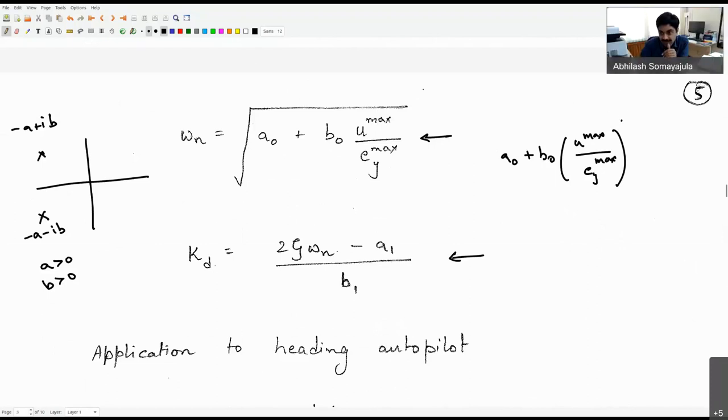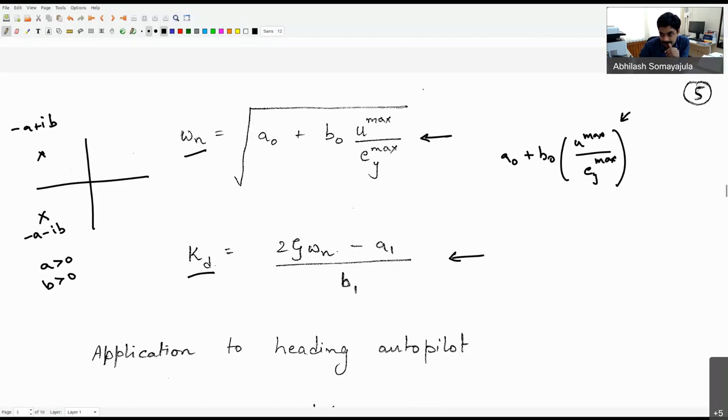We know this will be the value of kp. And then I substitute in, I should get omega n. And I know the value of kd for a given damping ratio and omega n. Now the question is, how do I find zeta and omega n given a value of a and b?